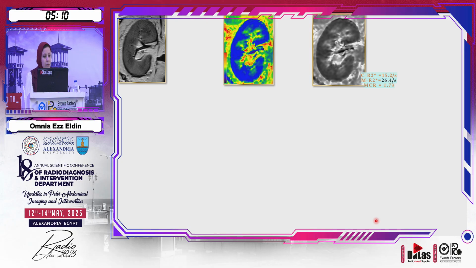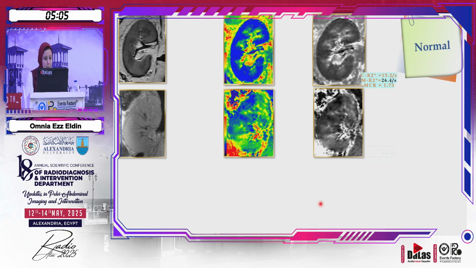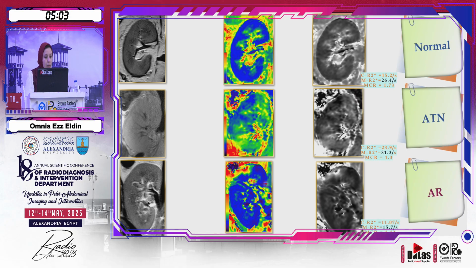These are examples of cases. This is an example of a normal case. This is a T2 image for these cases, and we can again see the normal graft with the cortico-medullary color gradient, and again in ATN it is lost, with the cortex showing yellow and green areas, and here the AR case with areas of blue color denoting the lower R2-star values.